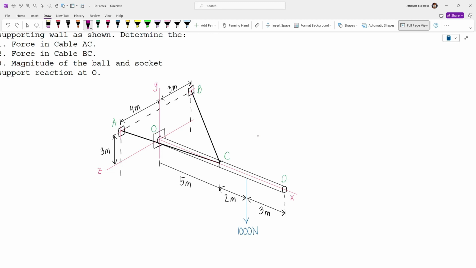Now the direction of the reactions won't matter, because if our assumption is wrong, our results will just come out to be negative. And so at point O, we have OY, which I will assume will act upward.